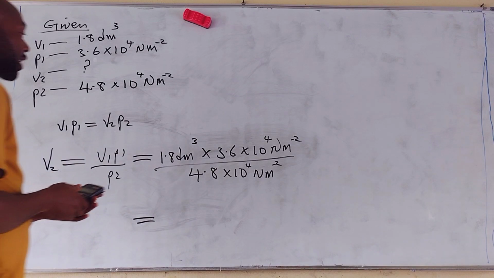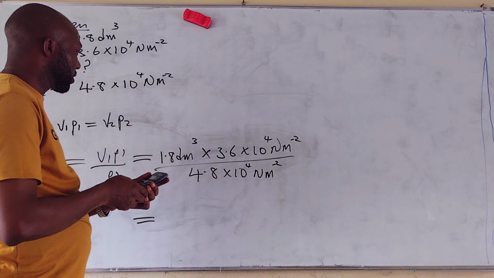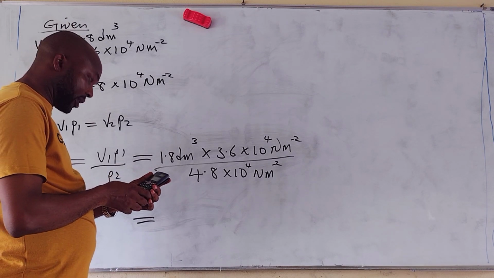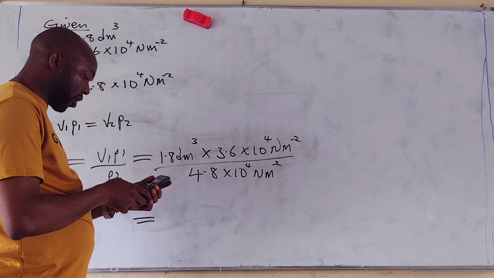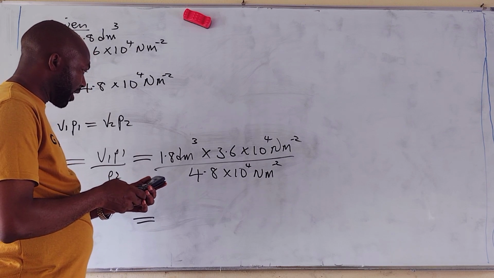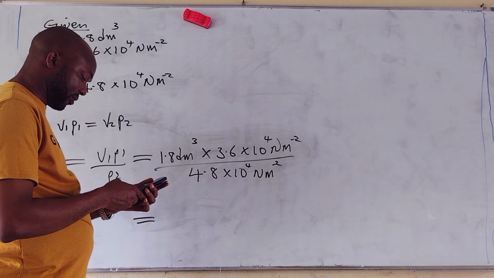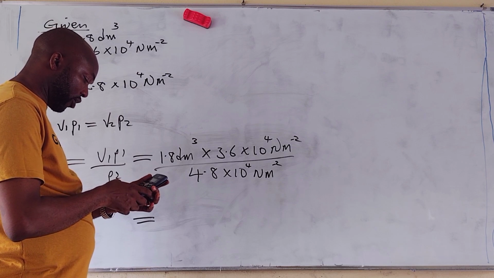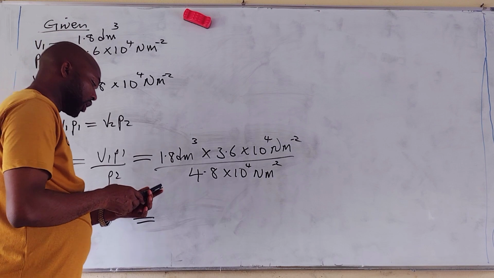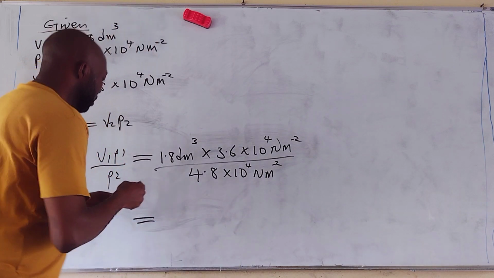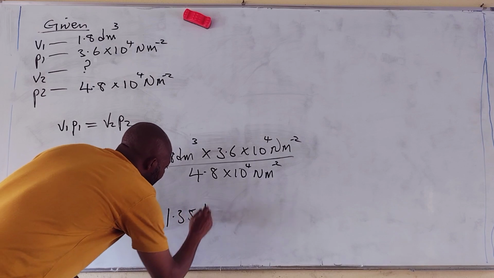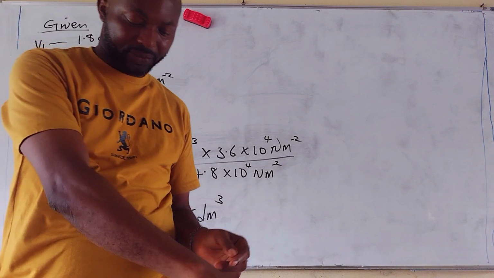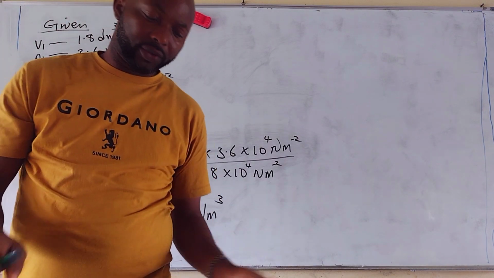so we check again with our calculator, 1.8 times 3.6 times 10 raised to the power of 4 divided by 4.8 times 10 raised to the power of 4 is 1.35. So 1.35 dm cube is our final volume. So we take another question.